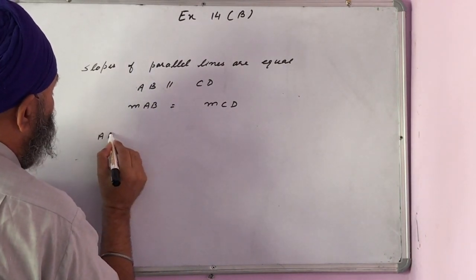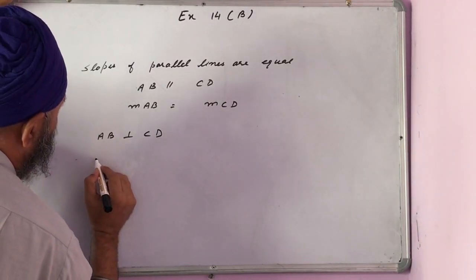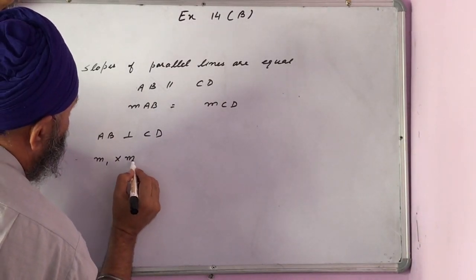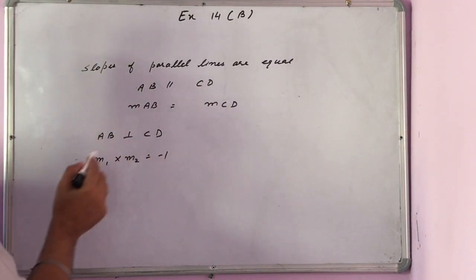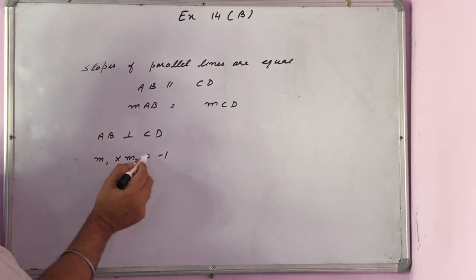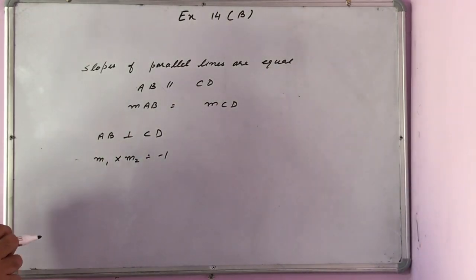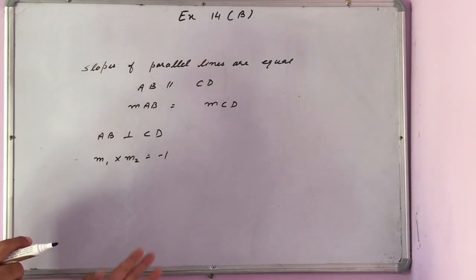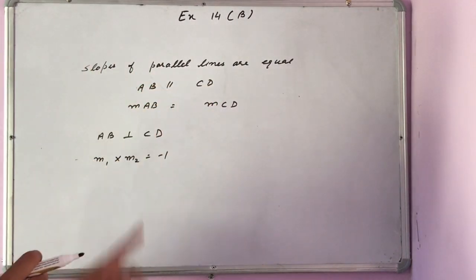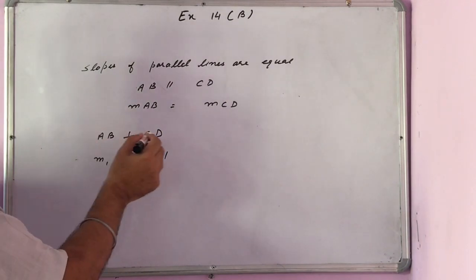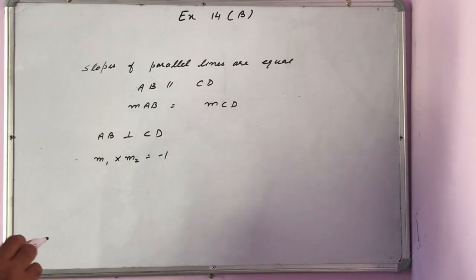If AB is perpendicular to CD, the two lines are perpendicular, then multiplication of their slopes is equal to minus 1. If two lines are perpendicular to each other, then multiplication of the slopes is equal to minus 1. These two things you should keep in mind, because we will be using them very frequently in this chapter, equation of line. Slopes of parallel lines are equal, and if lines are perpendicular to each other, then the multiplication of the slopes is minus 1.